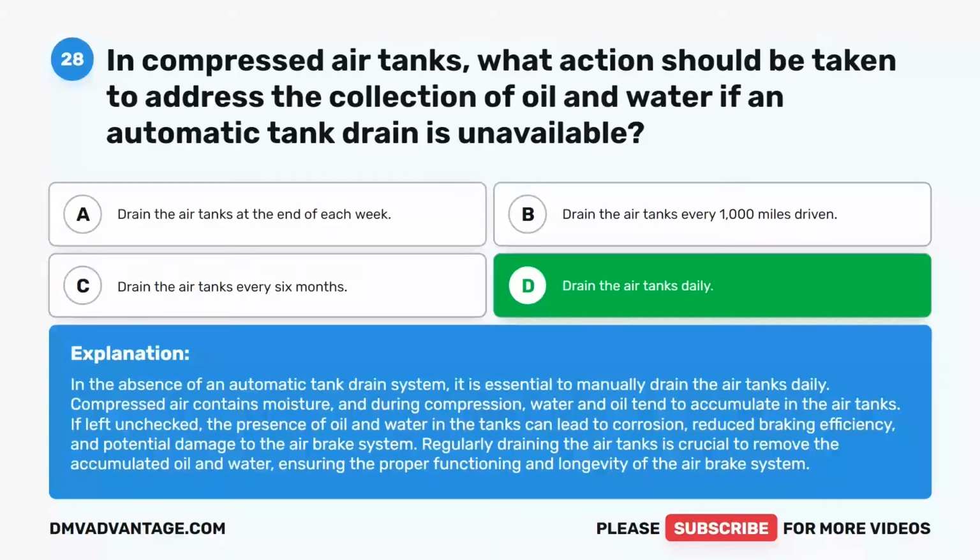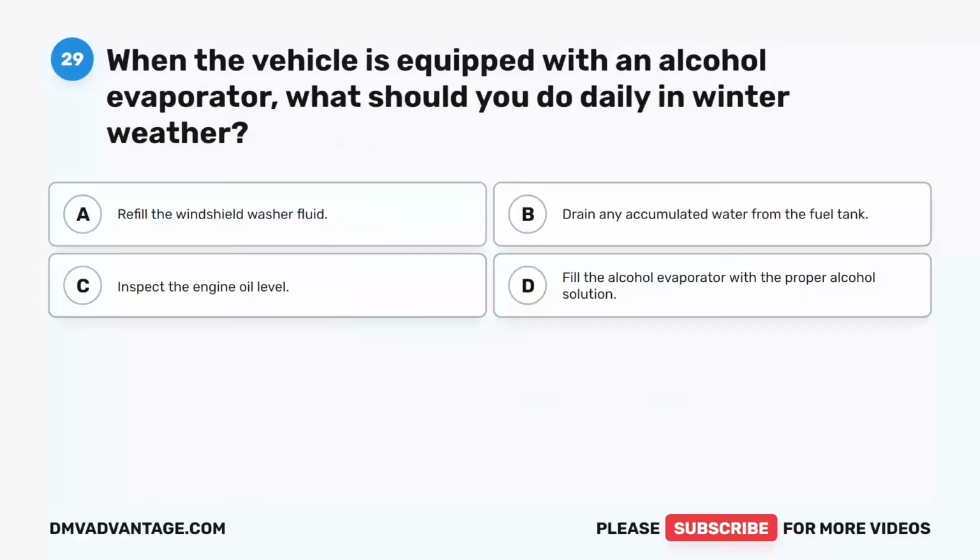In the absence of an automatic tank drain system, it is essential to manually drain the air tanks daily. Compressed air contains moisture, and during compression, water and oil tend to accumulate in the air tanks. If left unchecked, the presence of oil and water in the tanks can lead to corrosion, reduced braking efficiency, and potential damage to the air brake system. Regularly draining the air tanks is crucial to remove the accumulated oil and water, ensuring the proper functioning and longevity of the air brake system.